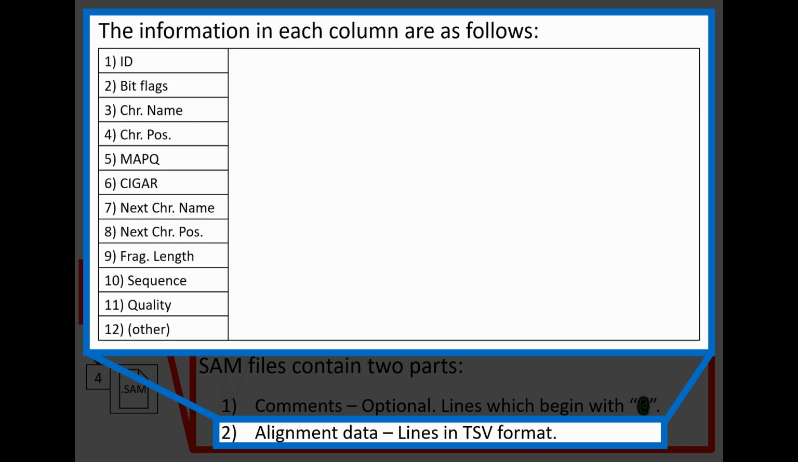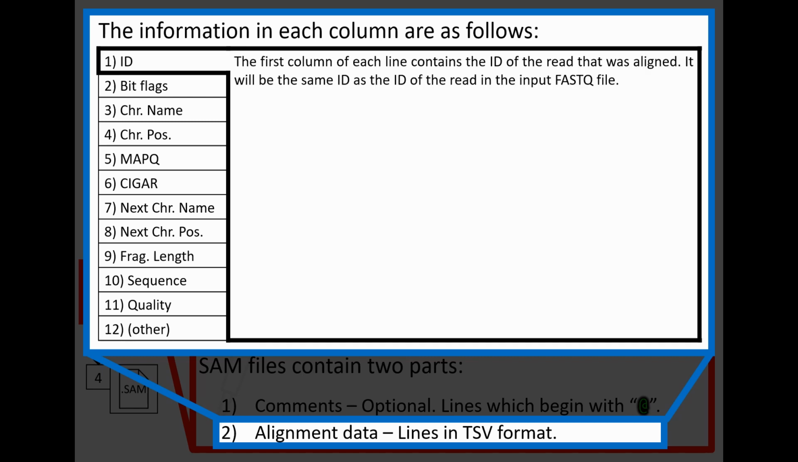Let's talk about the table columns in a bit more detail. The first column, read ID, is fairly simple. It should be the same as the ID of the corresponding read in the input FASTQ file.